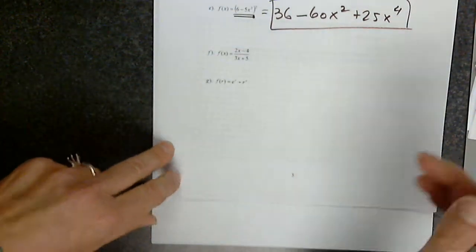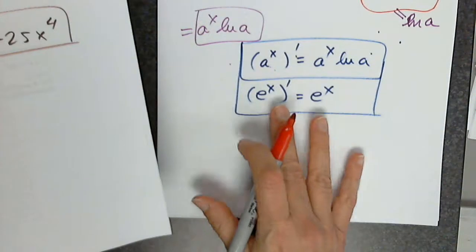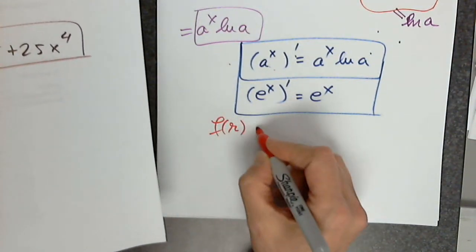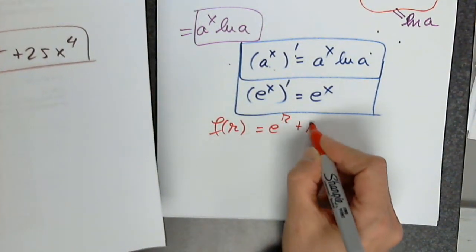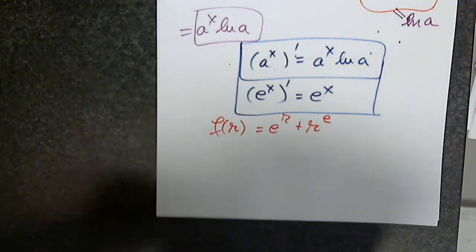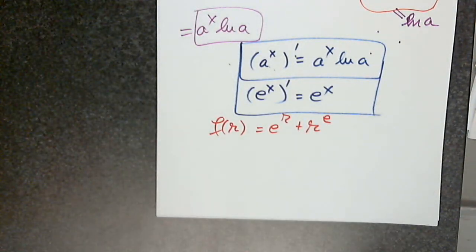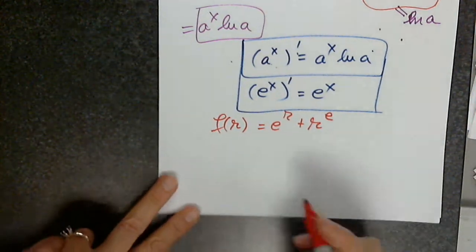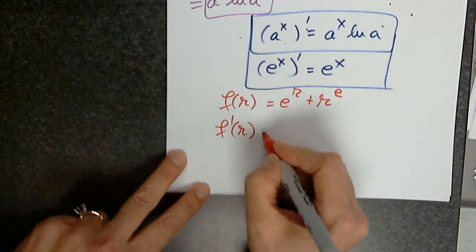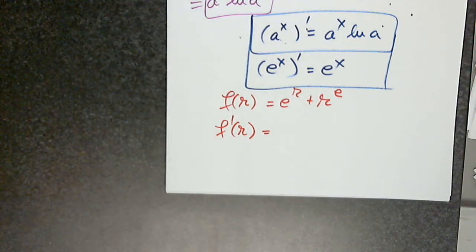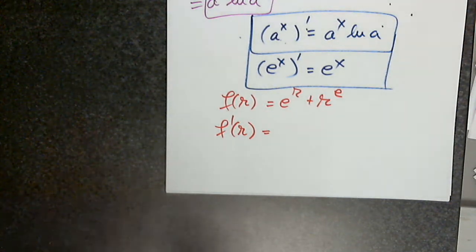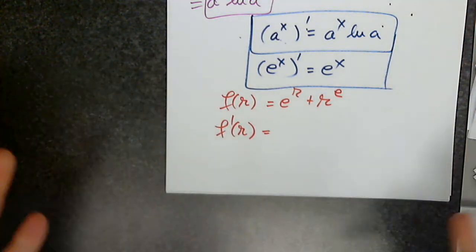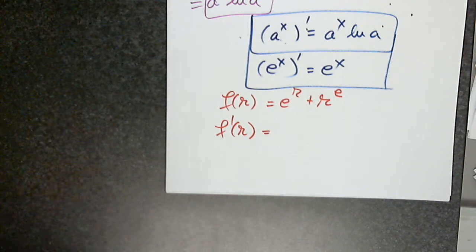So we have f of r equals e to the r plus r to the e. And then we can move on. Okay, so I'm asked to find f prime of r. Which is the variable here? Of course. So I'm asked to differentiate the sum of two functions. And how do I differentiate this? What about e to the r prime?